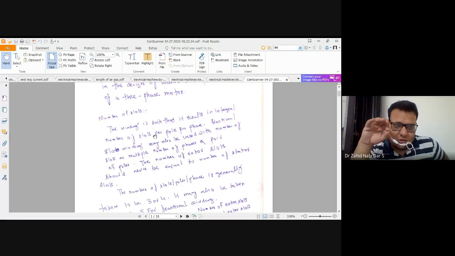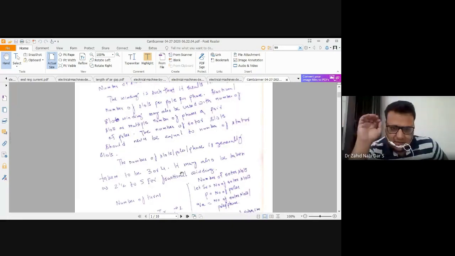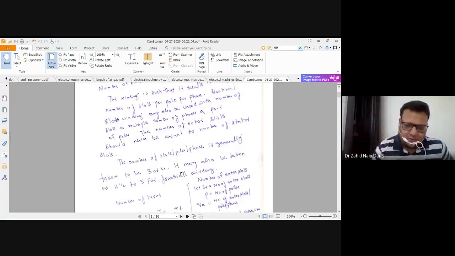See, if the number of rotor slots is equal to the number of stator slots, the induction machine will never start because of the problem of magnetic hum or cogging. This phenomenon is cogging, so it should never be equal. We always use an integral multiple, not an equal number. The number of slots per pole per phase is generally taken to be greater than 2, or equal to 2, 3 or 4. It may also be taken as 2.5 to 5 for fractional winding.